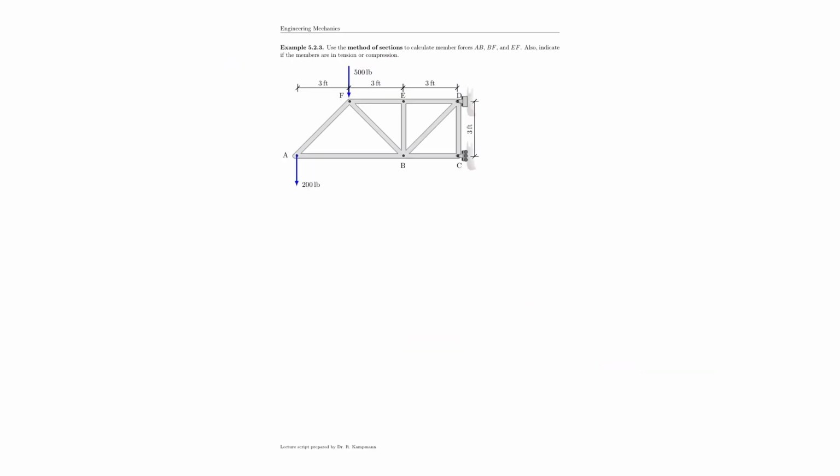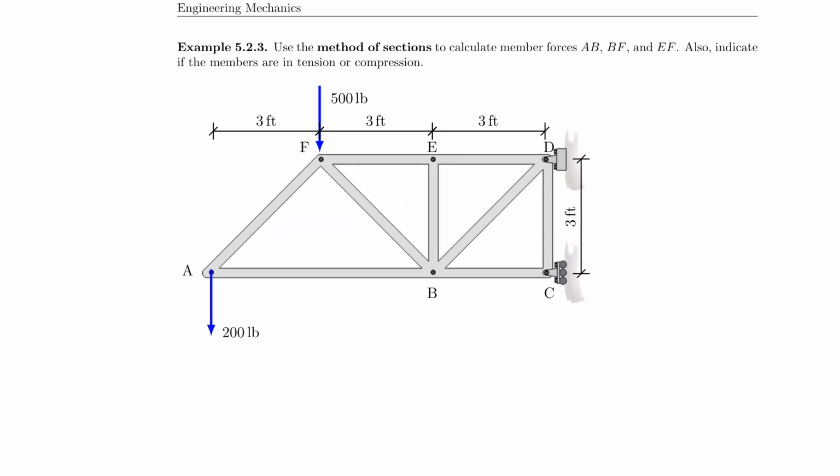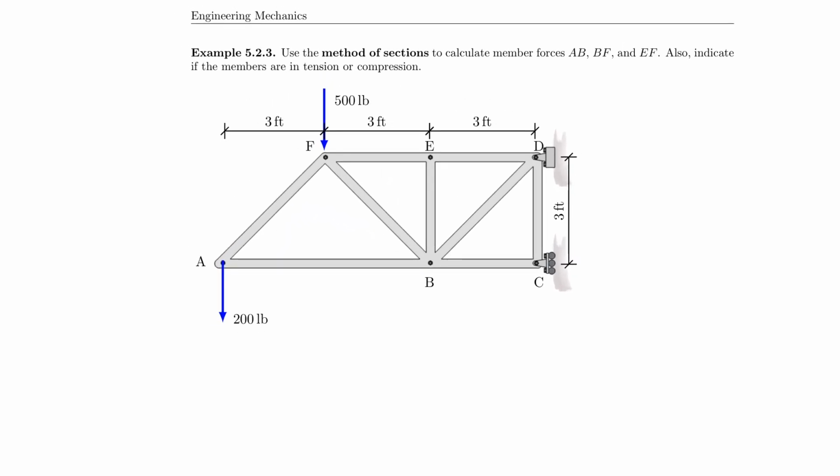Let's solve another problem. Let's look at this method of sections problem. So what are we asked here? Let's look. So method of sections and AB, BF, and EF. Let me identify those. So AB would be right here. BF would be right here. And now there's a trick.